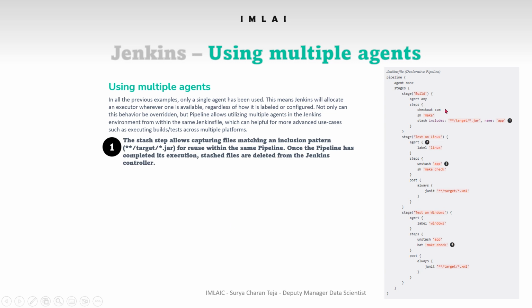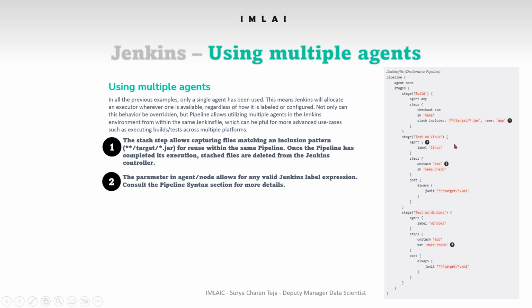So let's look into the steps in each stage here. The stash step allows capturing files matching an inclusion pattern. So here you can see the pattern for reuse within the same pipeline. Once the pipeline has completed its execution, stashed files are deleted from the Jenkins controller. Then we have the second one, the agent directive, and then you have the parameter in agent or node.